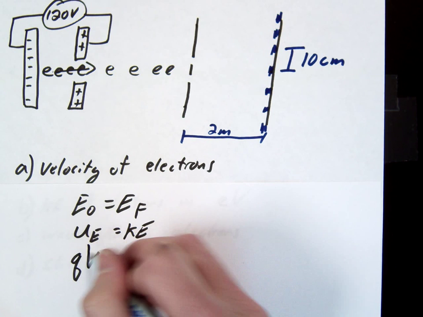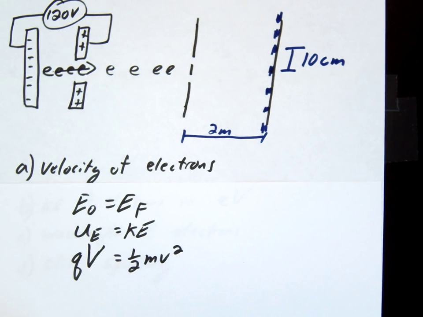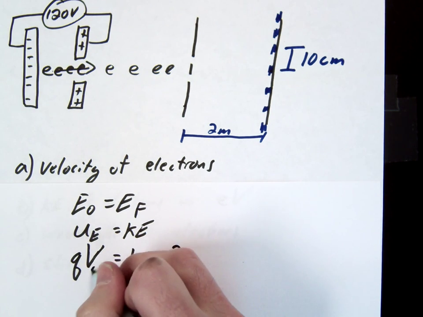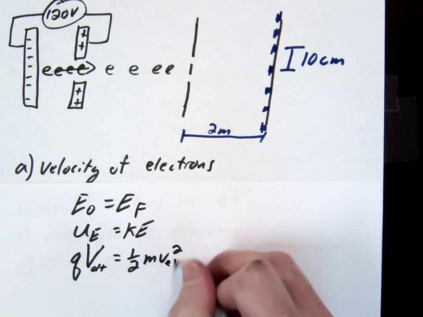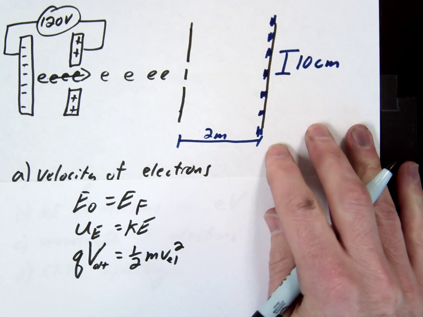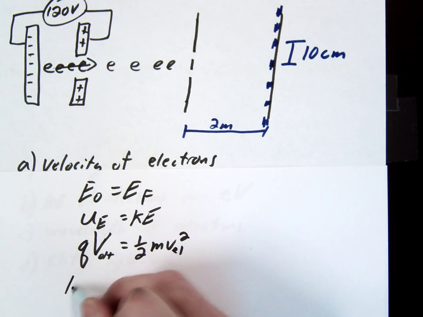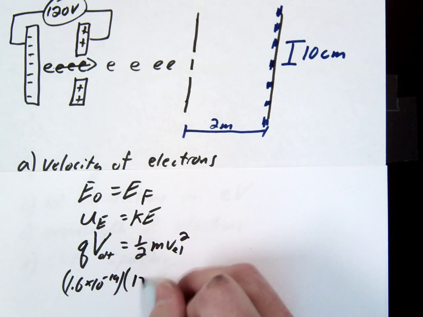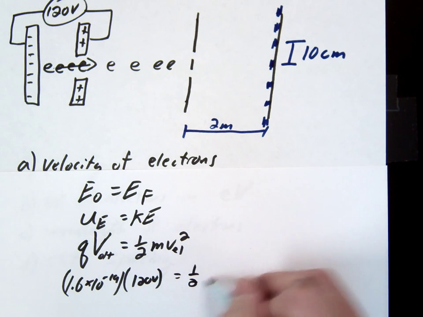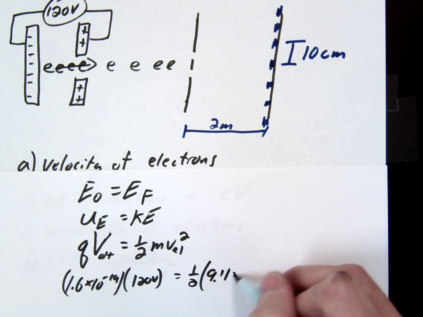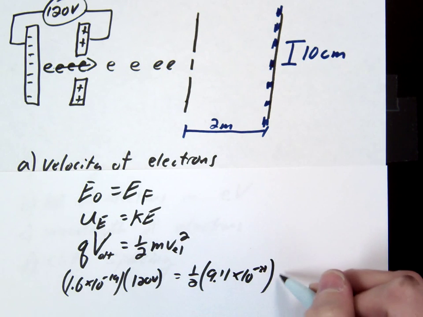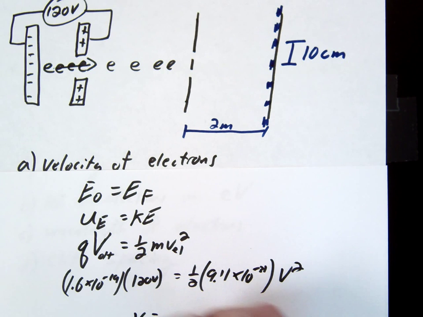Make sure you keep your V straight. Remember, this is a V for a volt. This is a V for a velocity. Okay, so let's do this. QV equals 1/2 mv squared. So 1.6 times 10 to the negative 19 times our voltage, which was 120, equals 1/2 911 times 10 to the negative 31st times V squared. Solve for V.